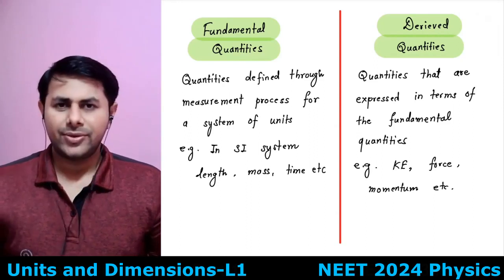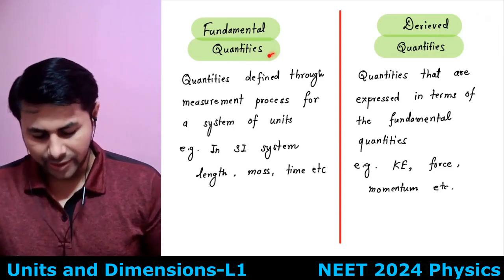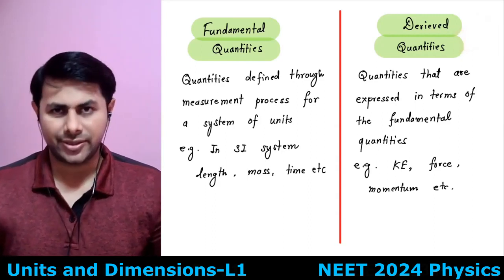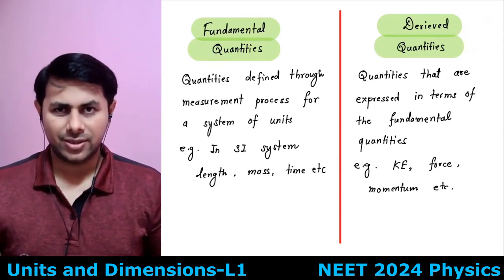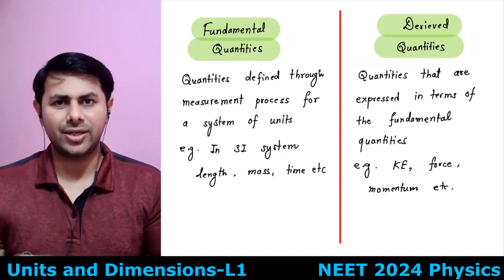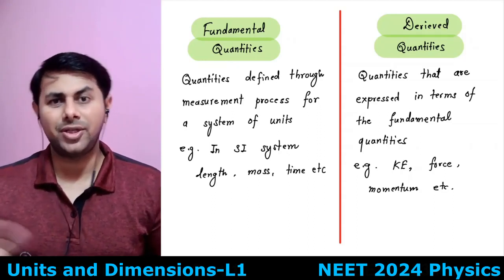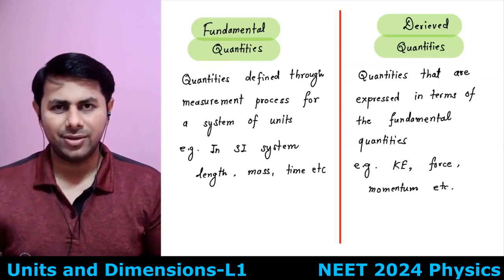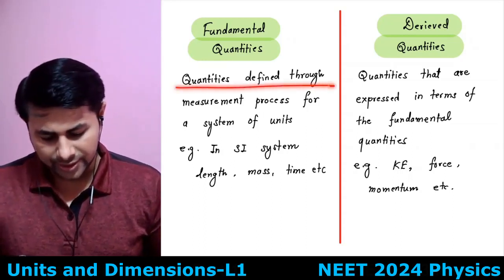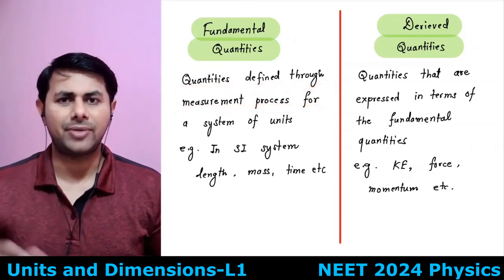All right. So now physical quantities can be categorized into two types. One type is fundamental quantities, also known as base quantities, and the other type is derived quantities. So what are fundamental quantities? We took these three examples: length, mass, time. Those are quantities which are required for finding out the units of all other quantities. And how do we find units of these quantities? We actually measure them. So the quantity which is defined through a measurement process for a system of units is known as a fundamental quantity.